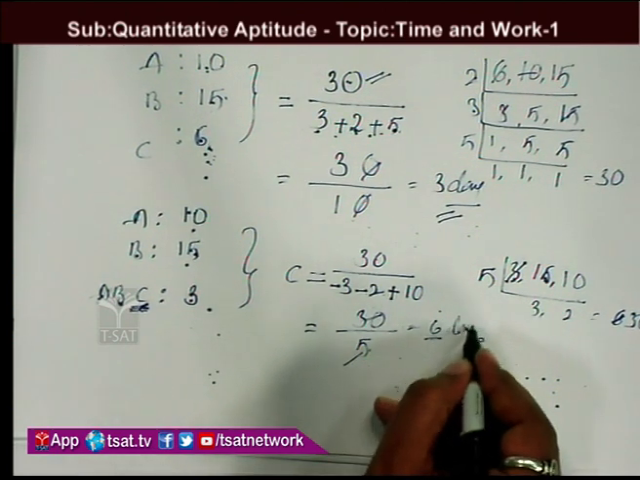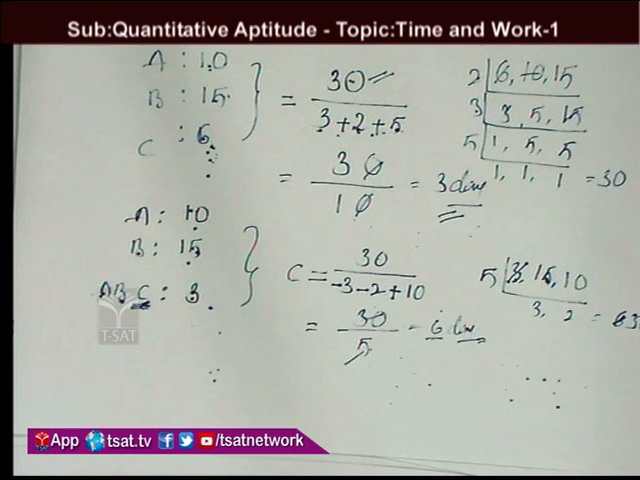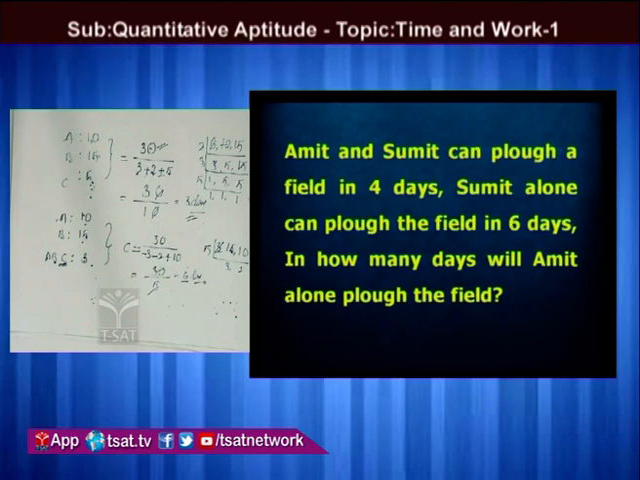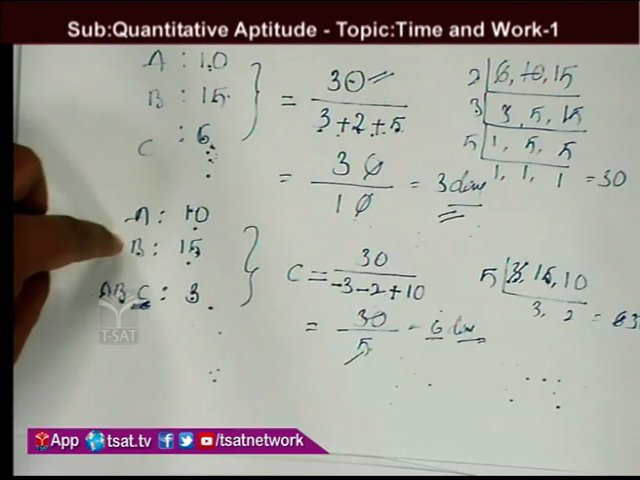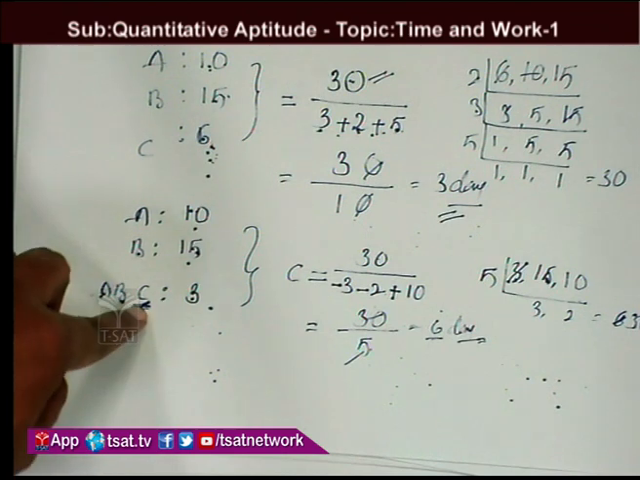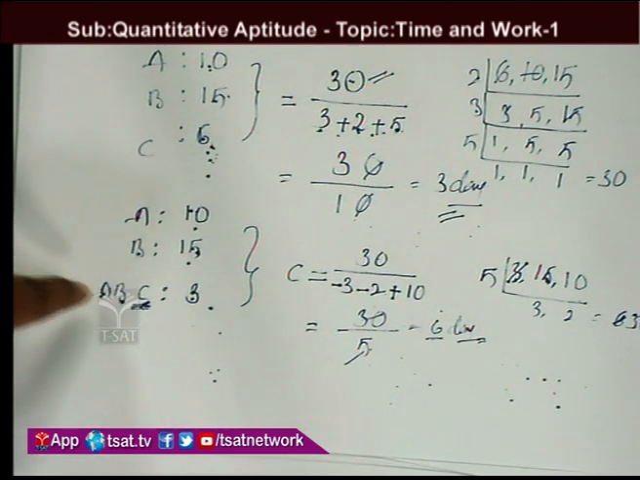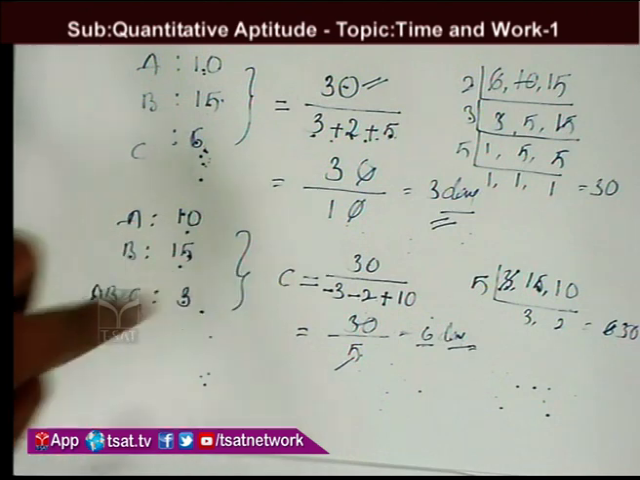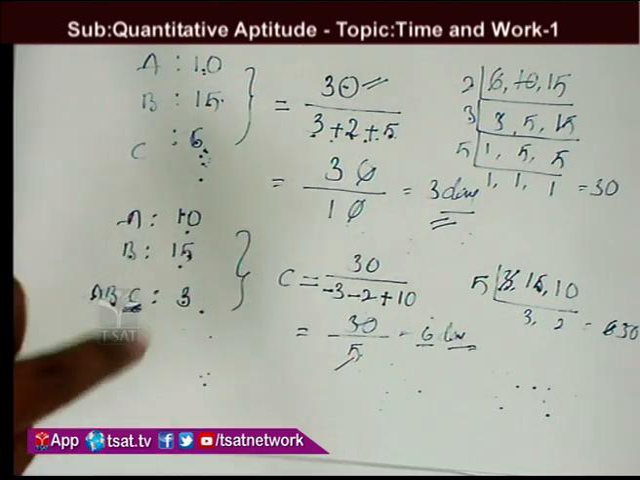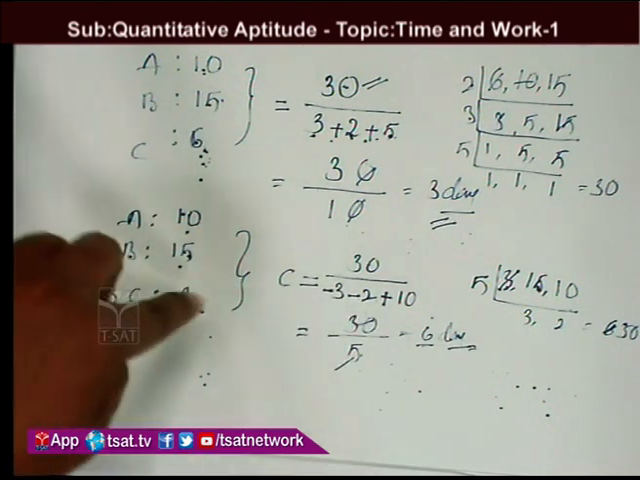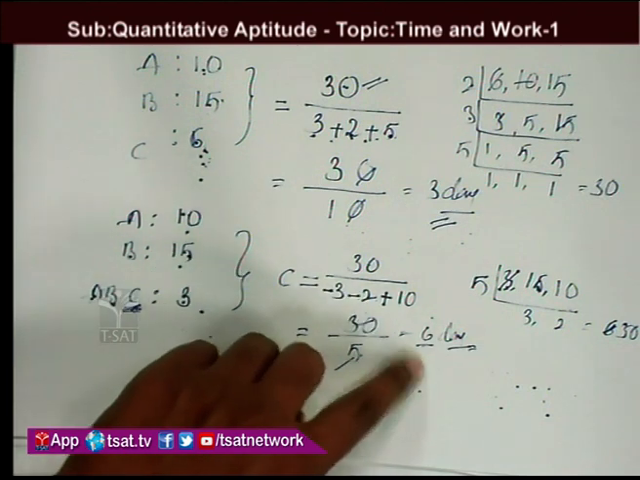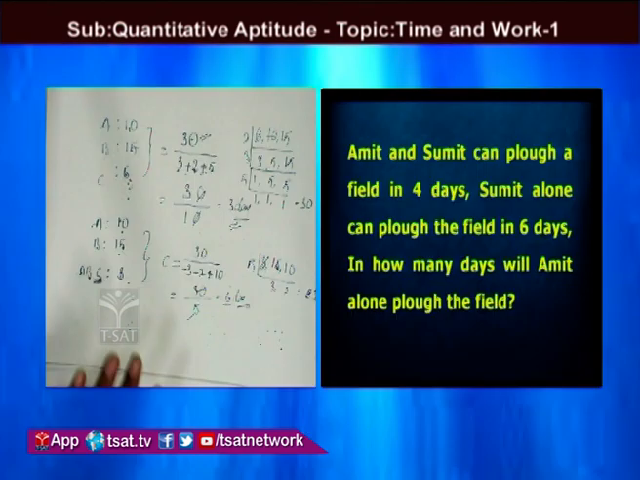How many days is it? 6 days. So, in A, B, C working together, to find out C only, we remove A in the denominator, we remove B in the denominator, and only C remains positive for the A, B, C working days. That way we find 6 days as the C value. Okay. This is the basic concept of time and work.